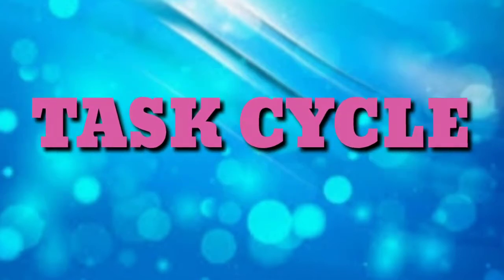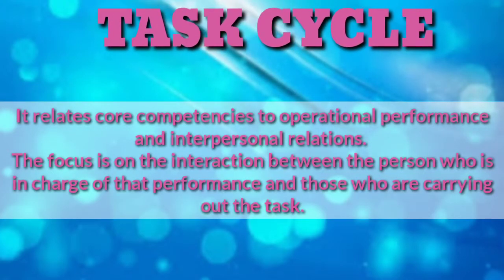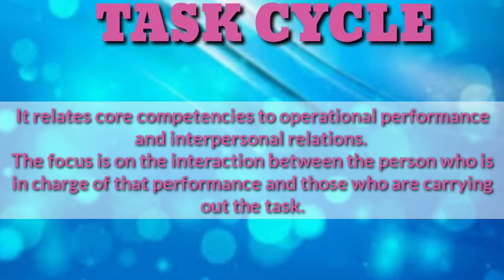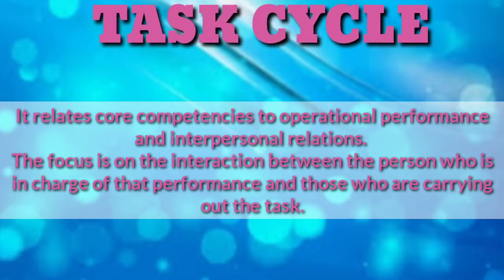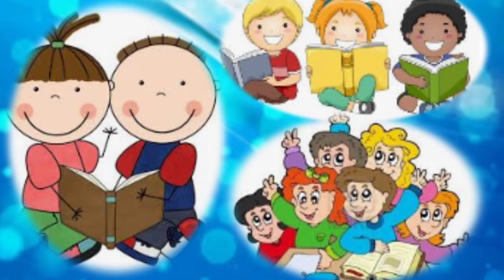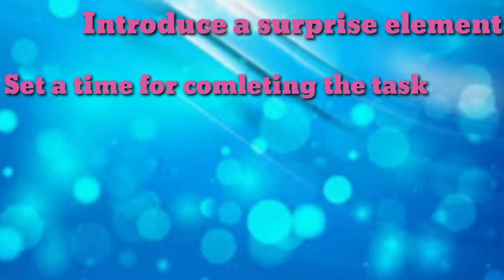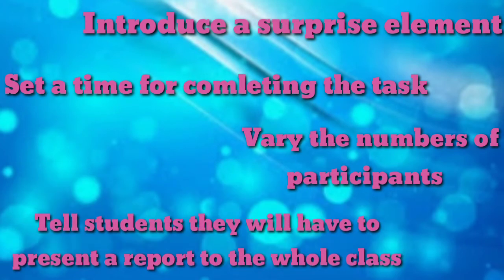Second one is the task cycle. It relates core competencies to operational performance and interpersonal relations. The focus is on the interaction between the person who is in charge of the performance and carrying out the task. Examples are pair work and small group versus the whole class. Introduce a surprise element. Set a time for completing the task. Vary the number of participants. Tell students they will have to present a report to the whole class.